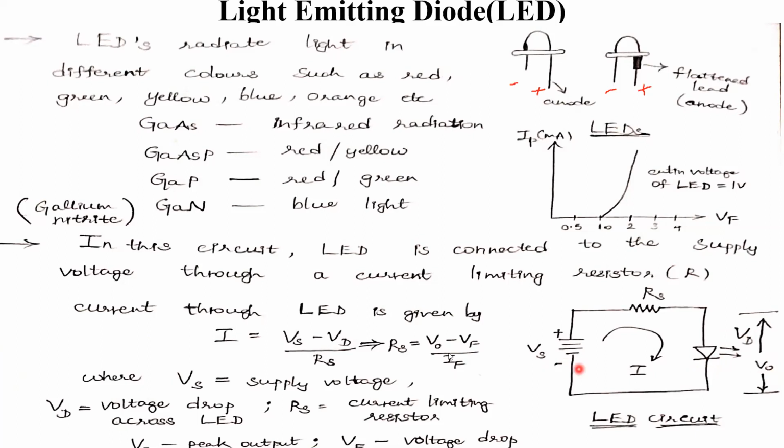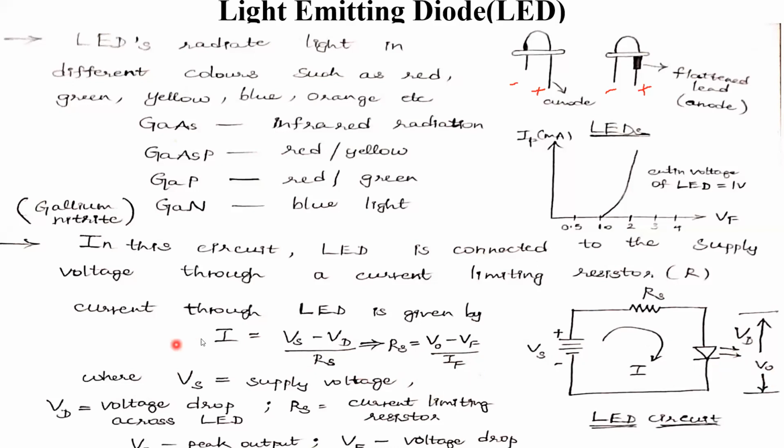In this circuit, the LED is connected to the supply voltage through a current limiting resistor RS. The current through the LED is given by I is equal to Vs minus VD by RS. This RS can also be given as RS is equal to V0 minus VF by IF. Just rearranging the terms, RS is equal to the output voltage V0 minus the forward voltage across this diode VF, divided by IF.